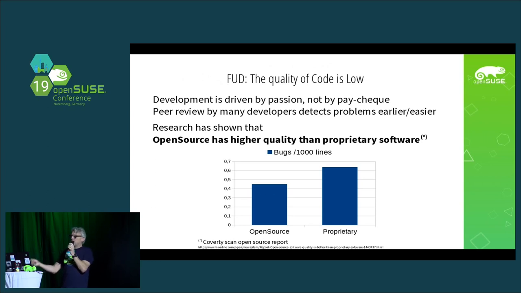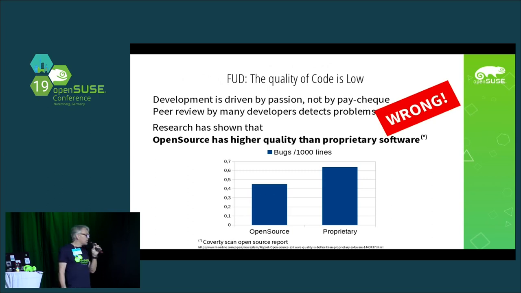And this is quite simple. Maybe this company has 50 developers, but a free software community may have 500 developers looking at the same piece of code, and then it's quite obvious why bugs are found more often and quite quickly. So, that the quality of code is low is definitely wrong. The quality of code in free software projects is mostly higher than within commercial projects.